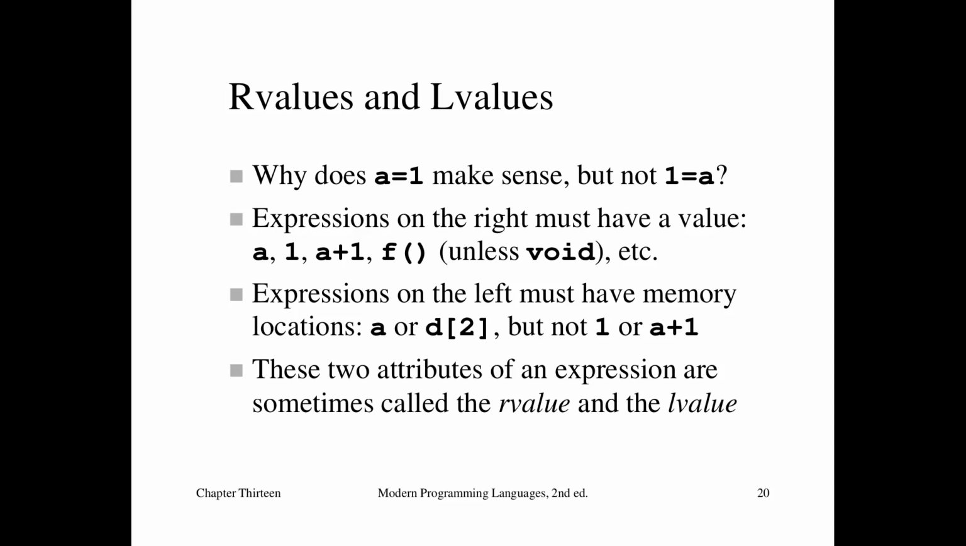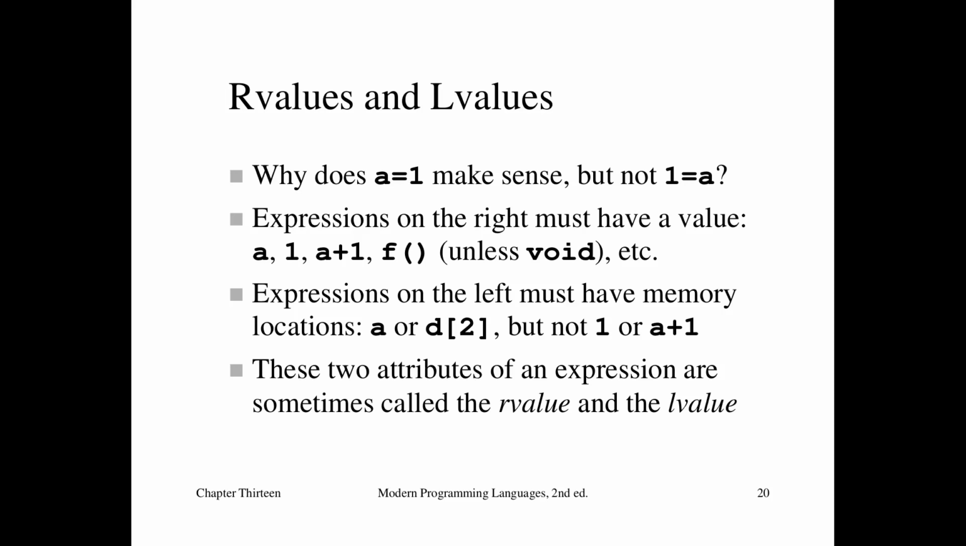So what it's going to tell us is that expressions on the right must have a value, right? A, 1, A plus 1, the evaluation of the function, the method f, unless it's void, of course, which means it has no value. And expressions on the left must have a memory location, right? So that would be a variable, or D at index 2, which is an array, is a memory location, right? On the other hand, the value 1, which is a constant or literal numeric value, has no memory location. That doesn't mean anything.